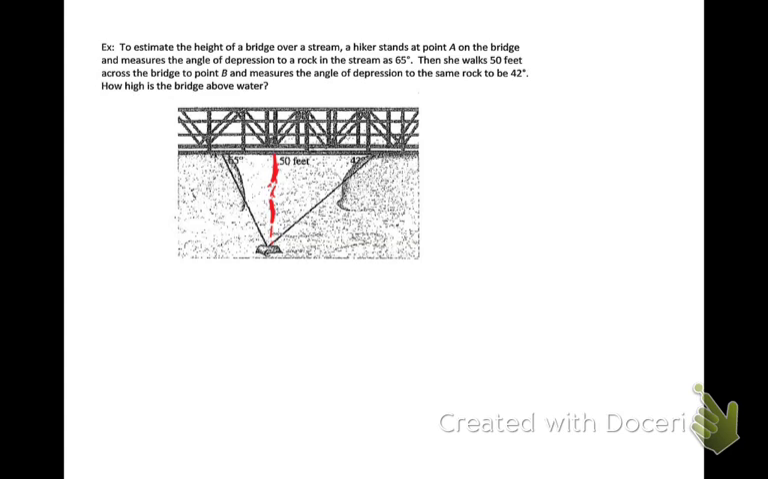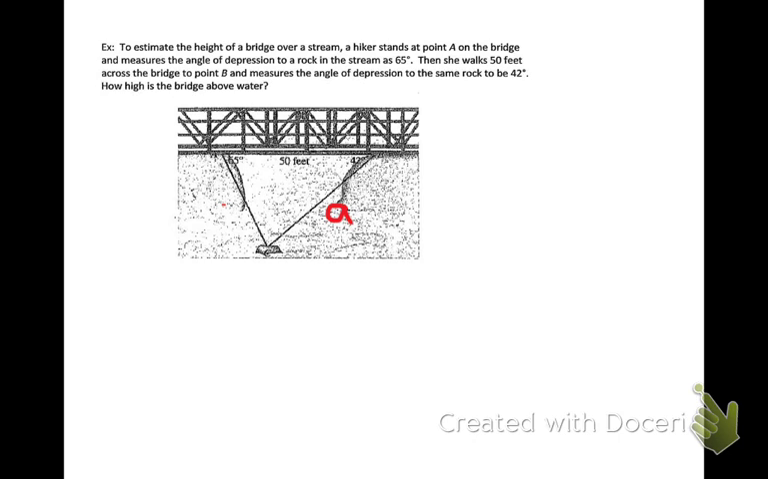But in order to get that height, I need to know one of these two sides. So let's find this side. We'll call this side A. I'm going to get rid of that height for a second so it's not cluttered up. To find A, how can we use the law of sines here? What do I need to do?